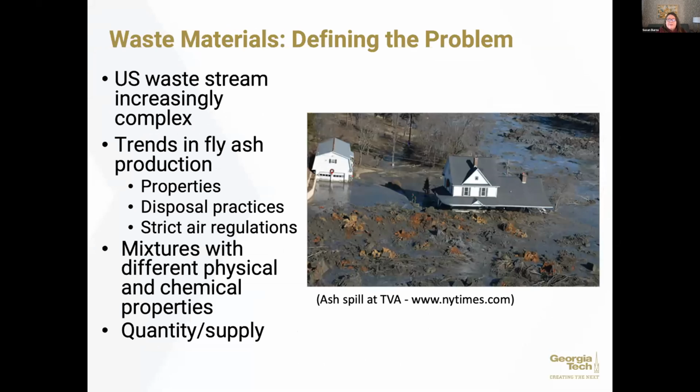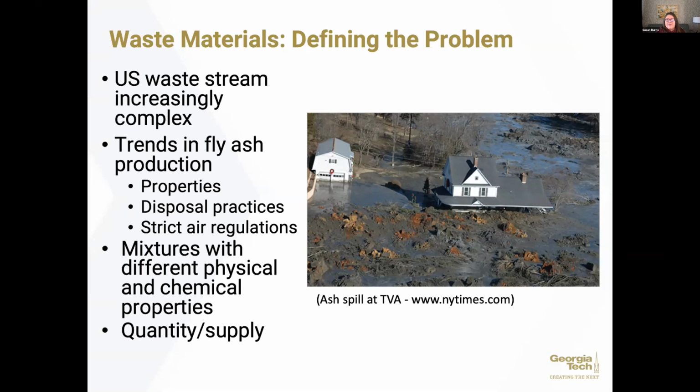So when we think about this problem, what's going on here? What we see in the United States, and I'm sure worldwide, I've seen similar trends in other countries as well, is that the waste streams are increasingly complex. So in terms of the trends for fly ash production, we see changes in the properties from what we used to understand their properties to be. We also have changing disposal practices. In the United States, we've had a couple of spectacular fly ash failures, which have generated very strong public outcry, as you would expect, based on the picture that you see here.